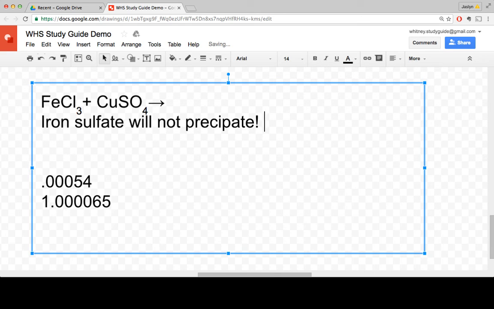We know this because we look at what is soluble, and number 5, it says most sulfates. And iron isn't listed as an exception. So we don't even have to look at whether or not it's iron. It's sulfate, and iron isn't an exception. So iron sulfate is soluble. It will not precipitate. Thank you, Matthew.